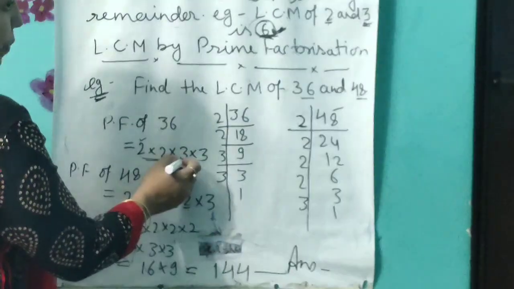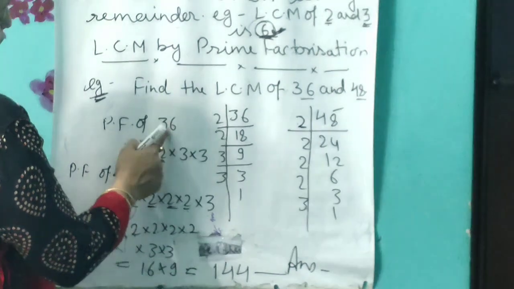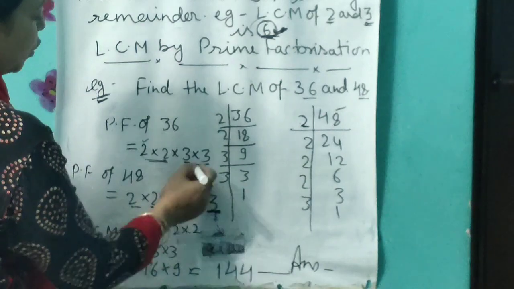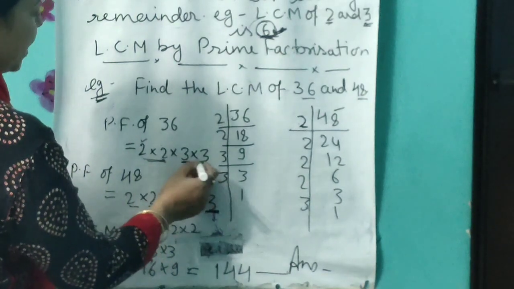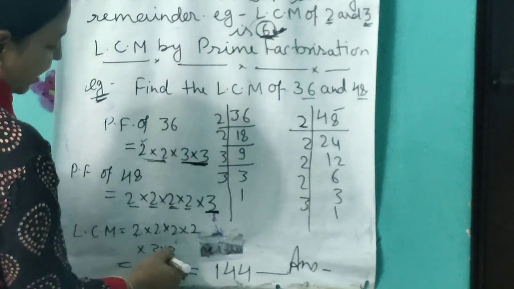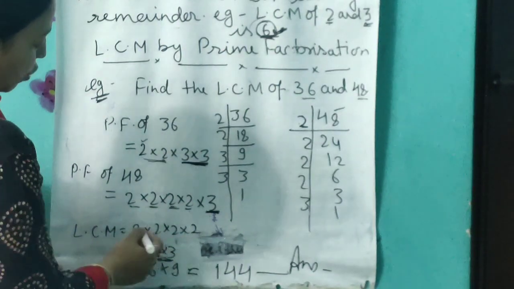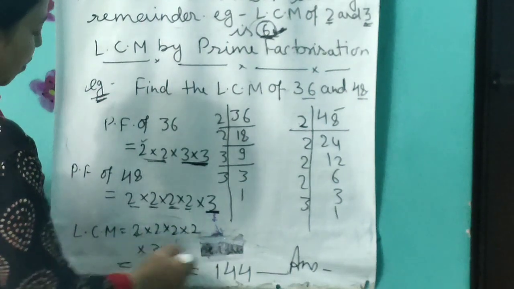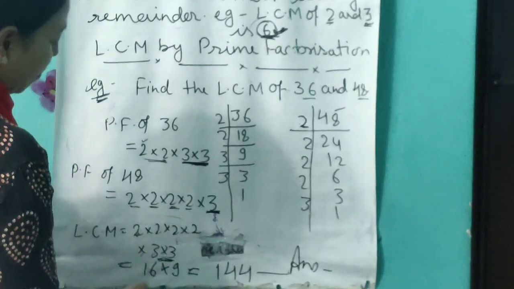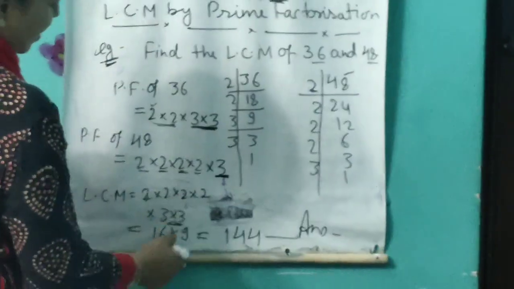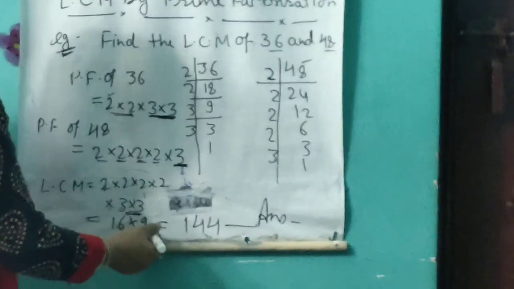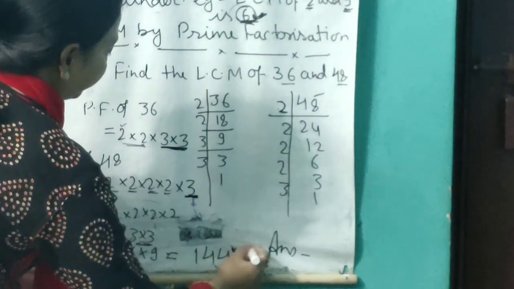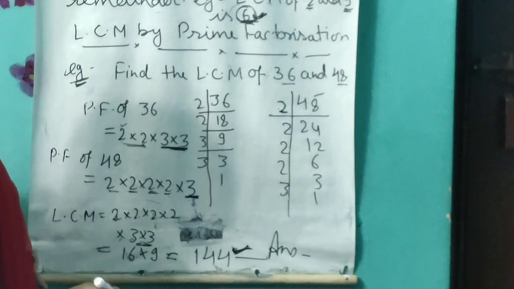Now see, the next prime factor, 3. 3 is present in the prime factorization of 36 two times and it is present here one time. So which one is maximum? 2 times. So we will take 3 two times, so 3 into 3. So 2 into 2 into 2 into 2 into 3 into 3. So this will be the LCM. Now you will multiply all these numbers. 2 2s are 4, 2 4s are 8, 2 8s are 16, and 3 3s are 9. 16 into 9. So 16 9s are 144. So this is your LCM by prime factorization method.